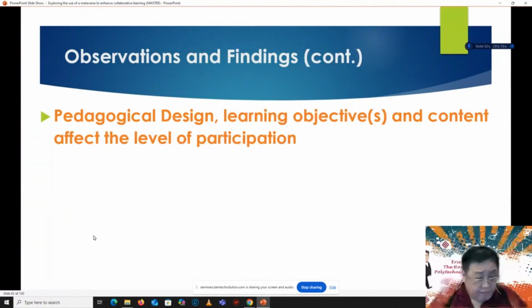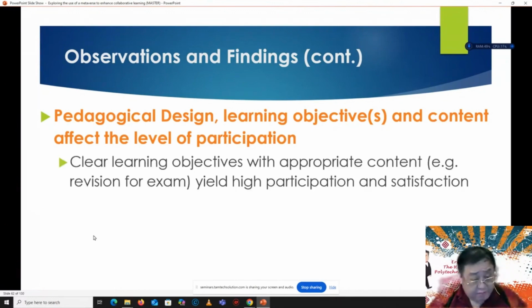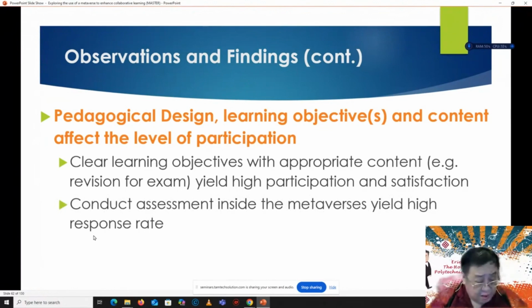And secondly, furthermore, pedagogical design, the declaration of the learning objectives, and provision of appropriate content also affect a lot the participation level of the students, and I suppose that's indirectly related to motivation. Okay, so clear learning objectives with appropriate content and a set of coherent activities would encourage more students to participate. That's very obvious. And we learned that it's better to conduct the assessments or feedback inside the metaverse. Otherwise, if you split it into two different activities, then they may not couple very well.